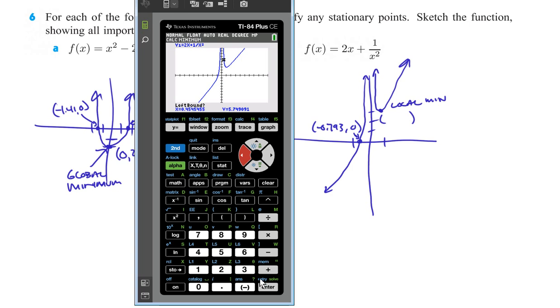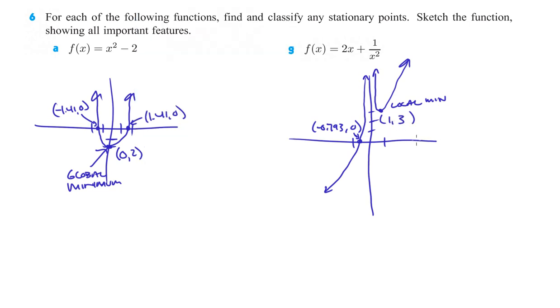So there we go. It's to the left of the minimum. Push enter. Move it over so it's to the right of the minimum. Push enter again a couple times. And it will tell us that the minimum is 0.99999. That means it's 1 and 3 right there. So 1, 3 is our local minimum.